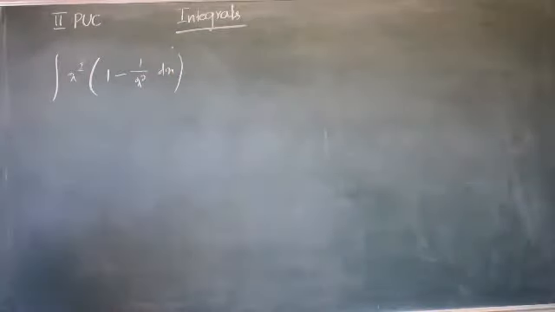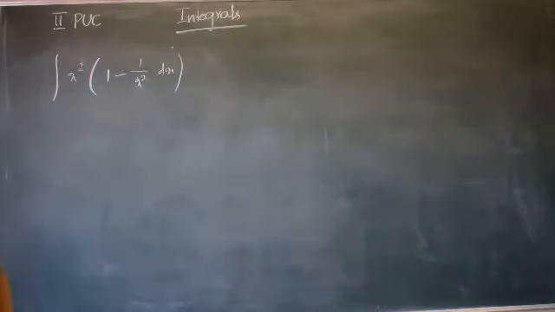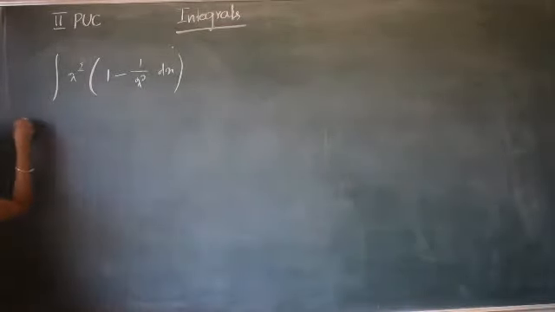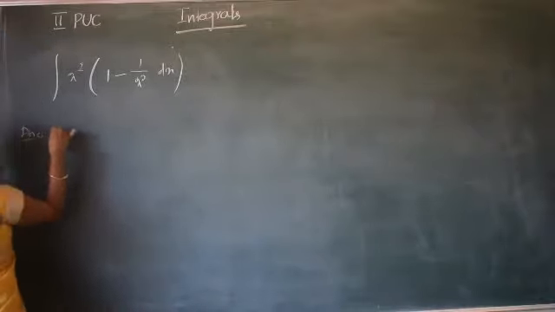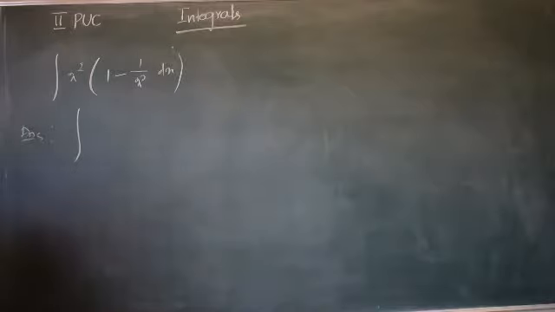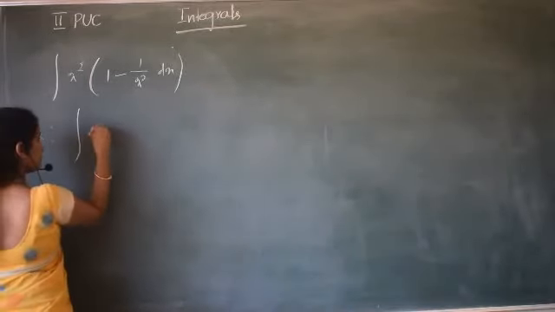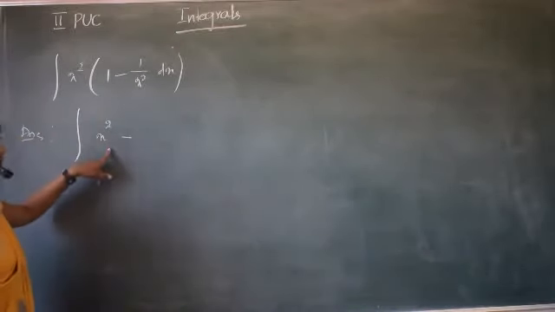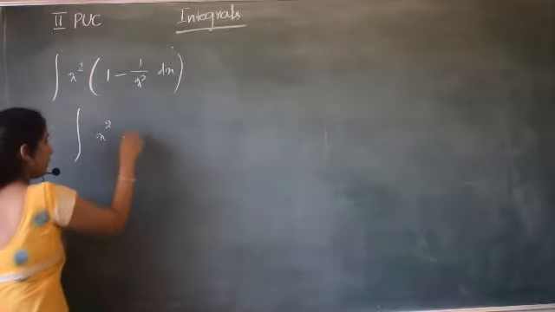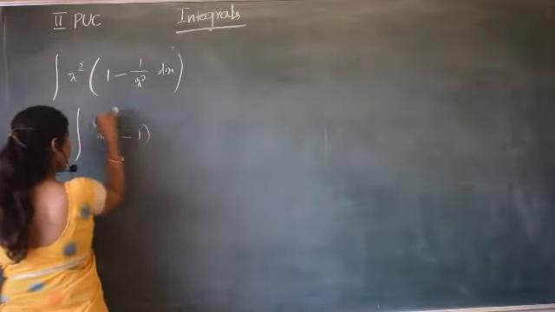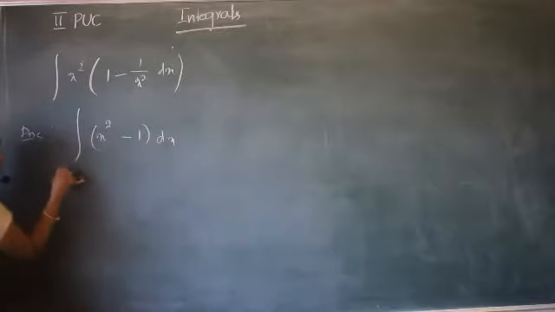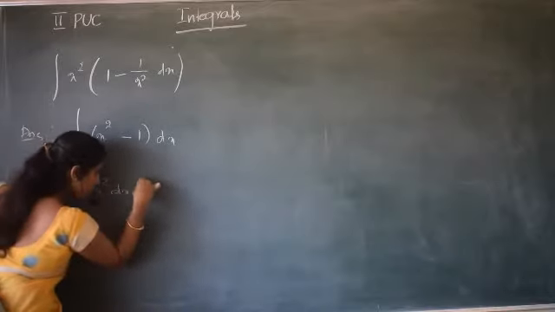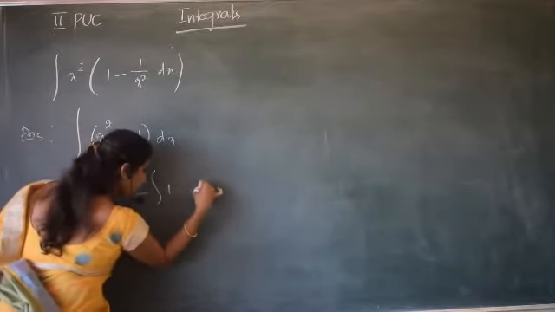Okay, next one, what is the integral of x square into 1 minus 1 by x square dx. So now again we have to split the integral, or before that, first you multiply: x square into 1 is x square, then x square into 1 by x square is 1. So this will be equal to the integral of x square dx minus the integral of 1 dx.